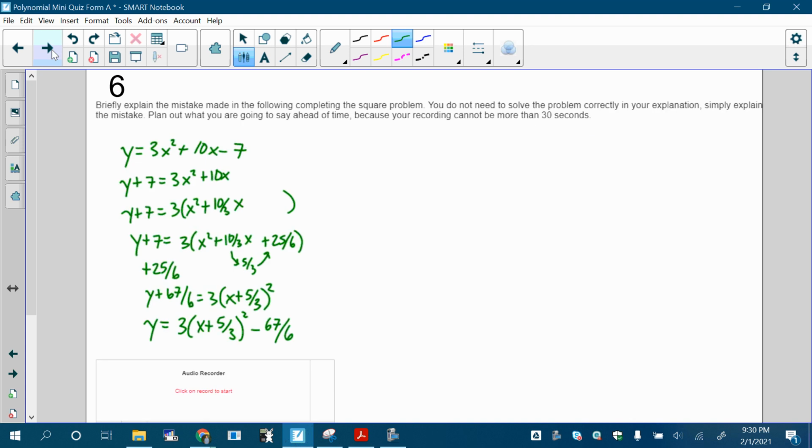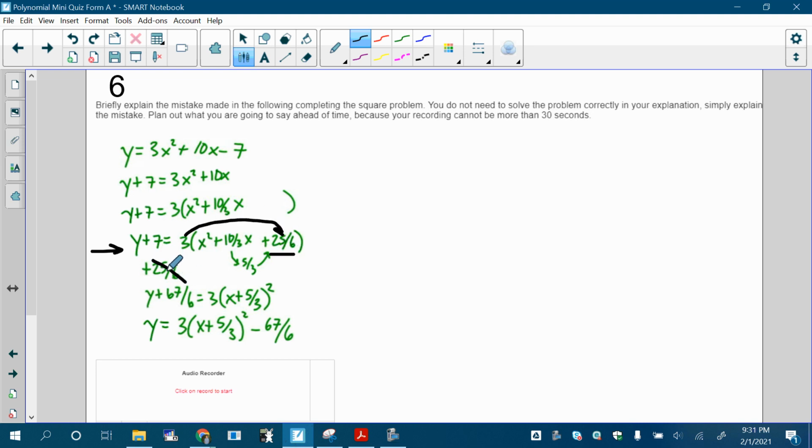For question 6 here, you have to look carefully for the mistake. It's a little bit tricky to find. It is right here. So I found the super secret special number. I took my b, I divided it by 2, squared it. But when I added it to the other side, I wasn't supposed to add 25/6. I was supposed to add 25/6 times 3. Because remember, when I put this number in there, that 3 applies to it.